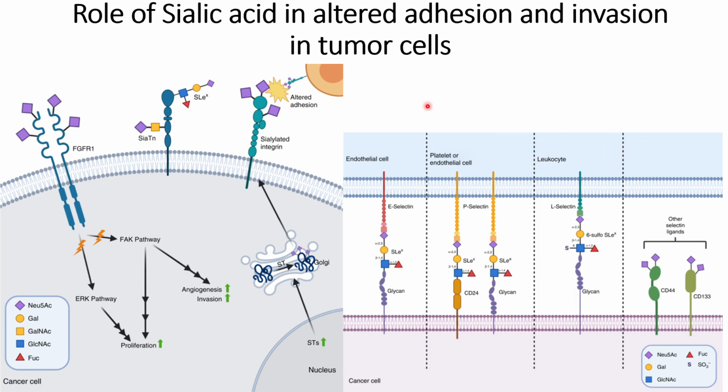This is just a brief overview of how these hypersialylated structures alter adhesion and invasion in tumor cells and help them to grow, and also metastasize, which is very difficult to cure in the present situation. If you need to understand more about the role of hypersialylated structures in altered adhesion and invasion in tumor cells, you can go through the reference provided in the description.